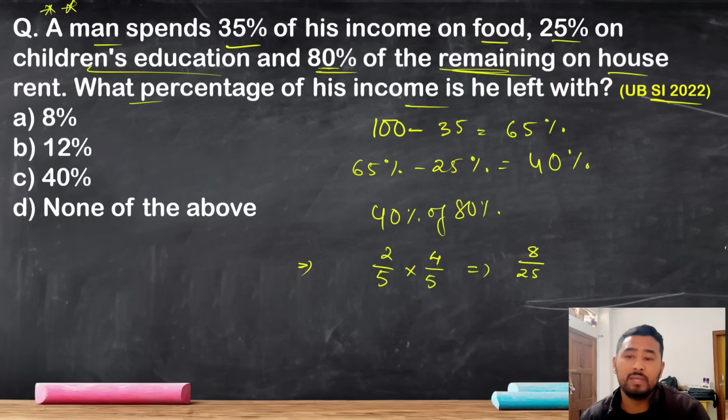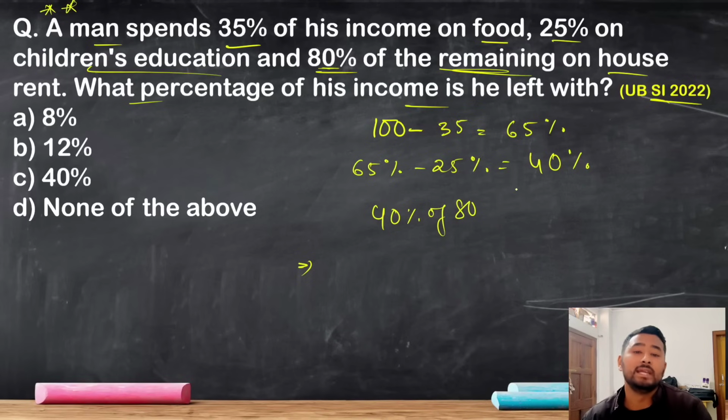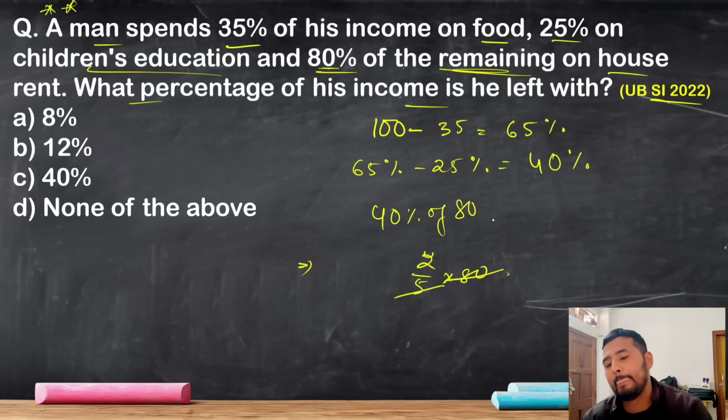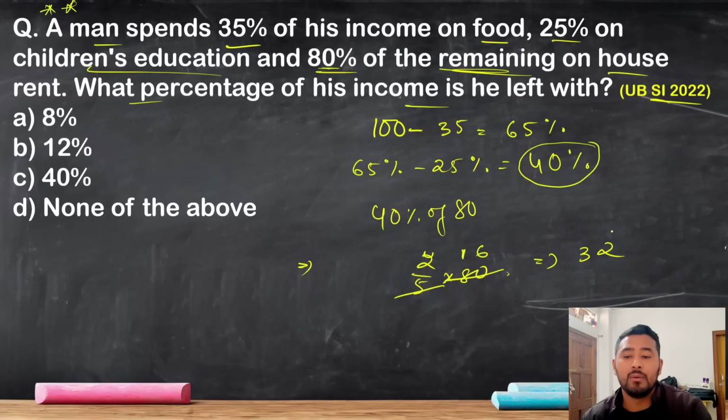What percentage of his income is he left with? So before it was 40%. So how you can do this one is 40% of 80. Sorry, it should be 80. 40% of 80, not 80%, because it is 80% of the remaining, right? So it will be 2 by 5 of 80. When you cancel, 5 into 5, 1 is 5, 5 into 16, so the remaining will be 32. So he was having 40%, now he is having 32.